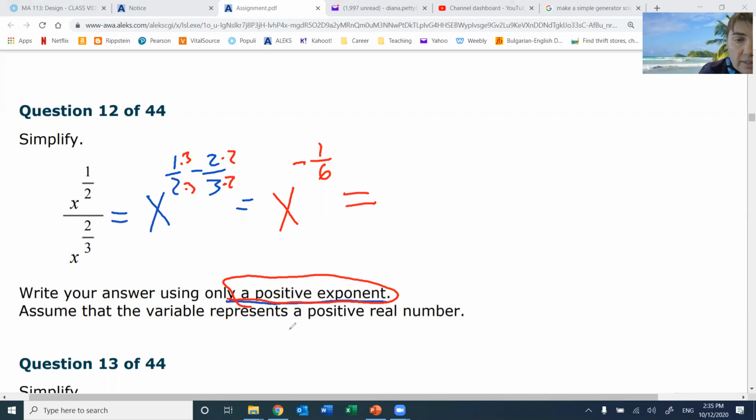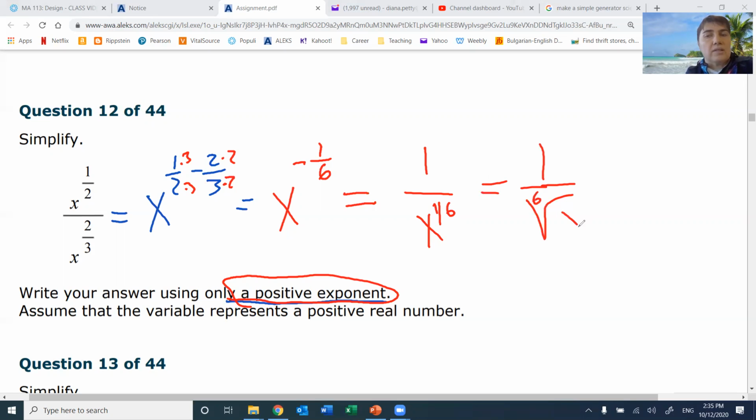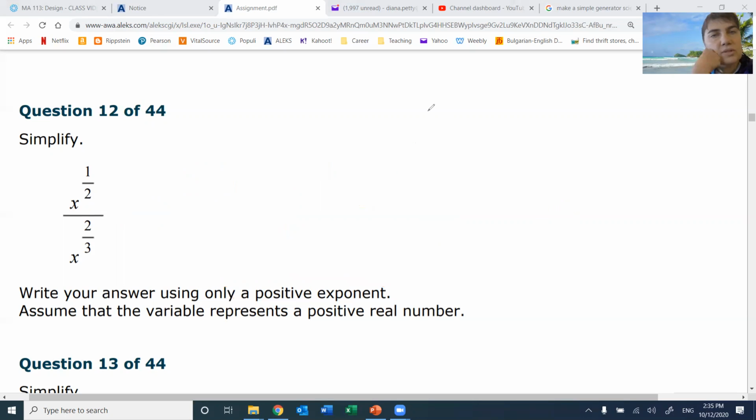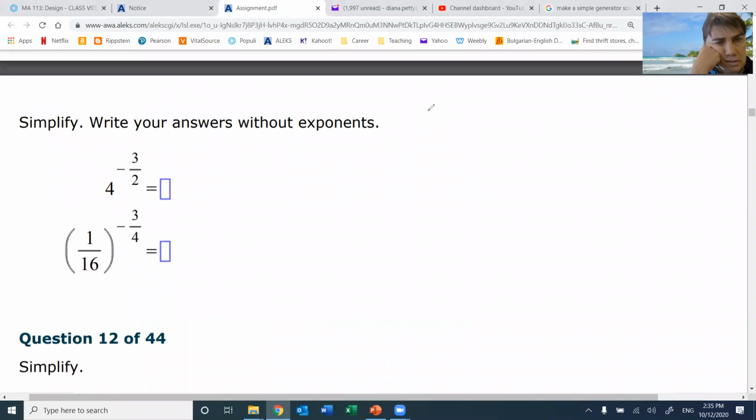Did they say anything about radicals? No. So we can actually do it like 1 over x to the 1/6. They didn't say anything about that. Or we can do it 1 over 6th root, but I don't think that was the goal. Let's see, 12. Yeah, you leave it like this. Otherwise, they'll say problem. Okay, let's see what's left here. Anything exciting? What do I need to do?